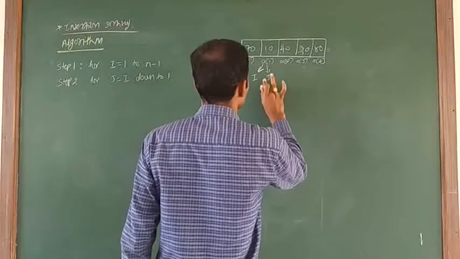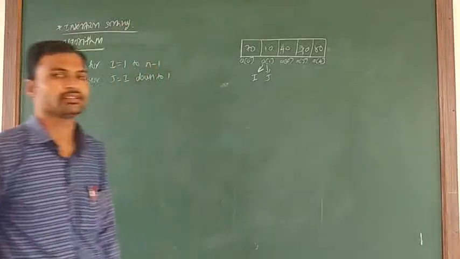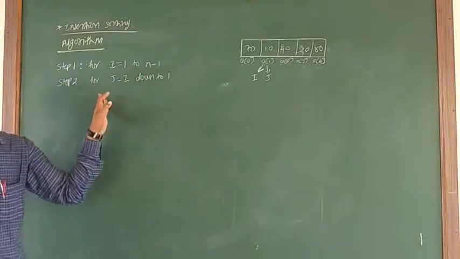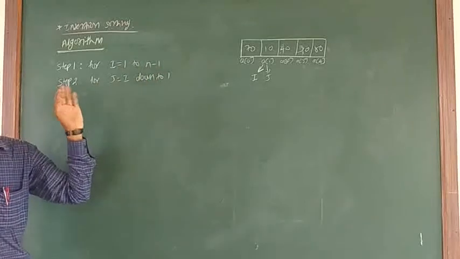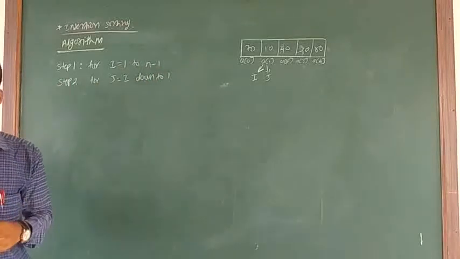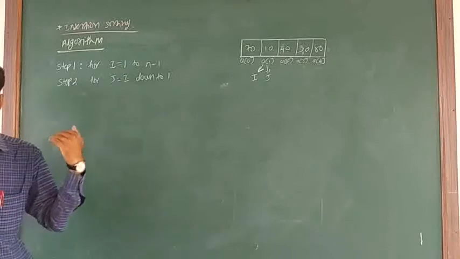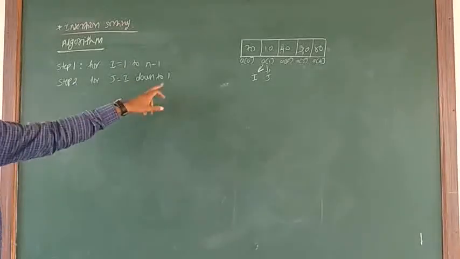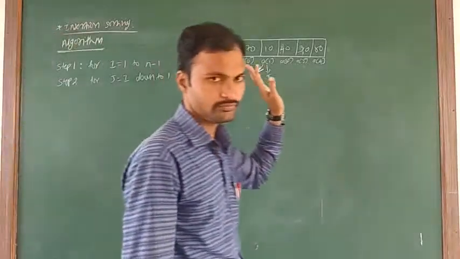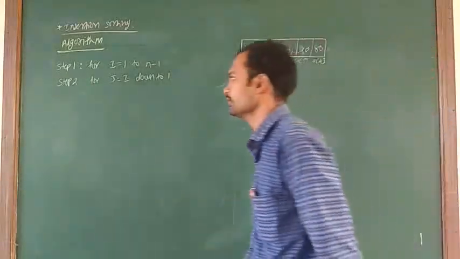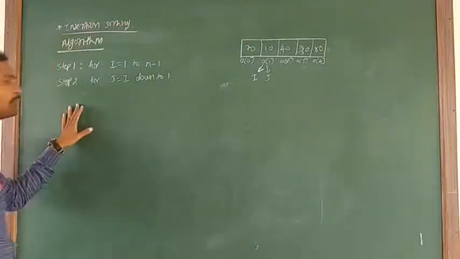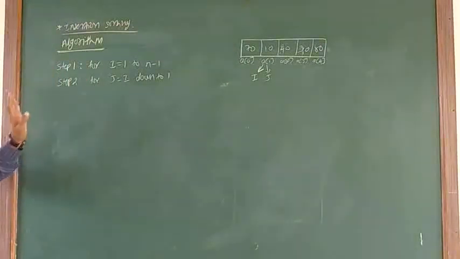Whatever the I value was, we have stored in j. We shifted j down to 1, so we take the values up to 1. These are the top 2 steps, you can understand this.